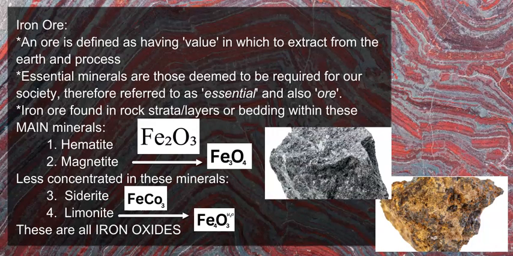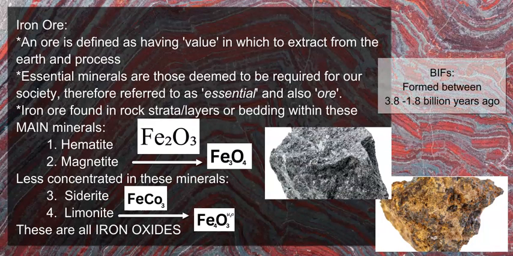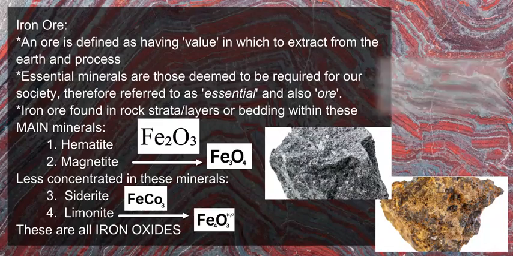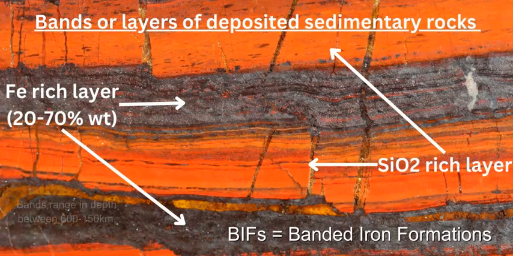Now, these banded iron formations occur in certain locations, but they formed through a certain process about 3.8 billion years ago up to around 1.8 billion years ago. This covers both the Archean and Proterozoic eons, a large expanse of time, and they formed through a certain process. So the name kind of gives it away: banded iron formations.